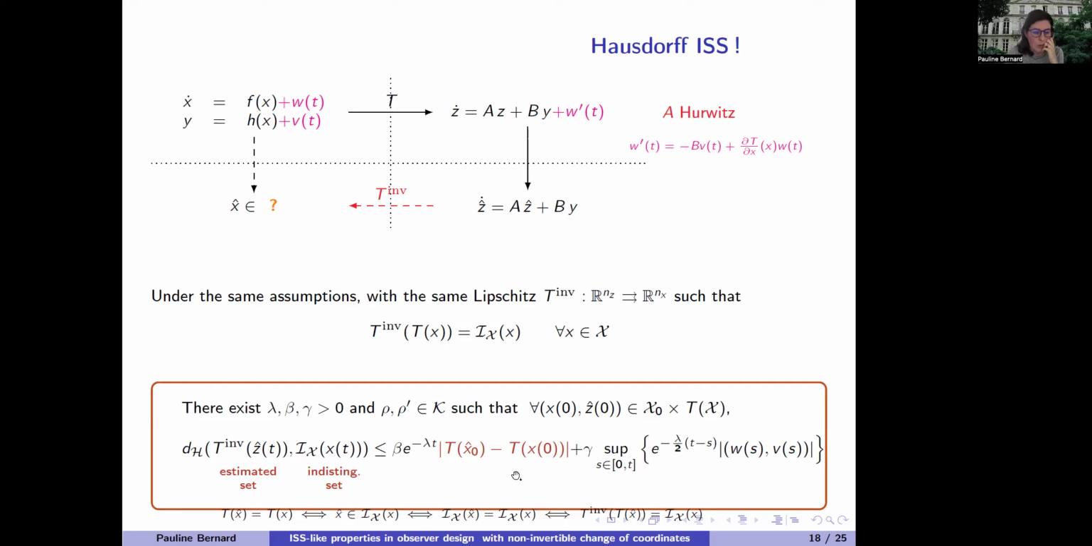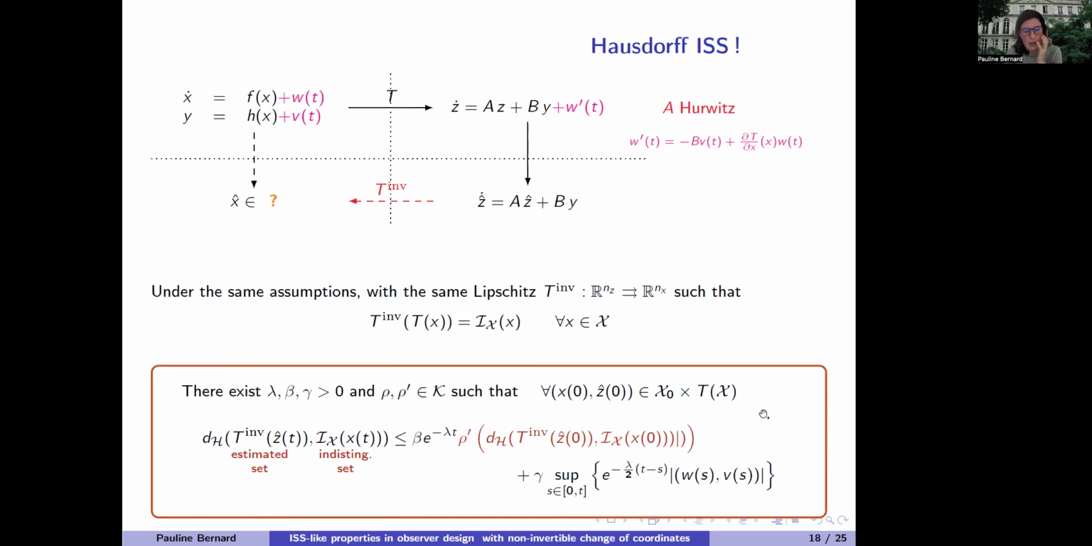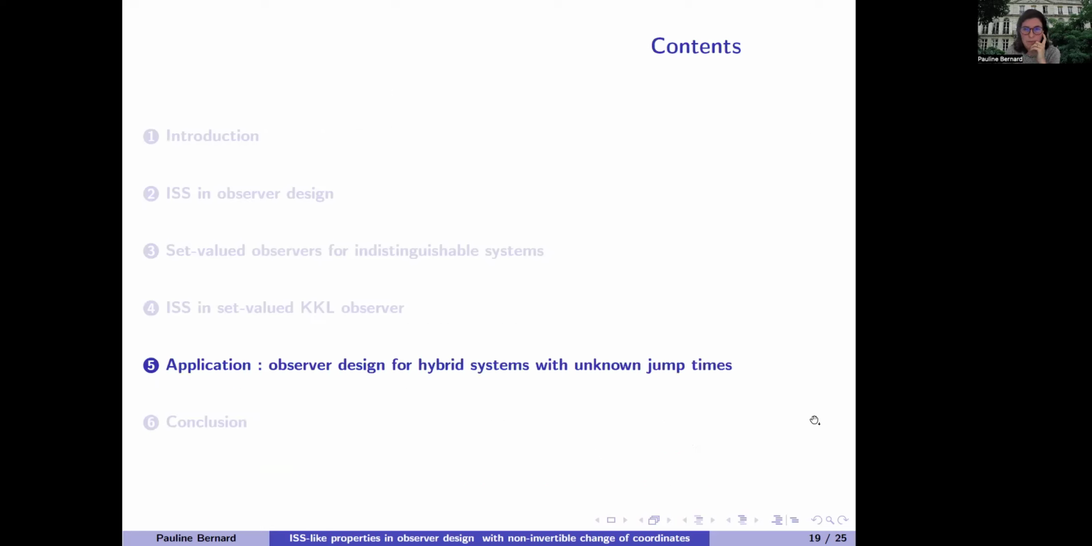I'm not going to spend too much time on this, and so at the end, this is the final thing: you obtain ISS, exactly the same kind of ISS I had initially, but in terms of the Hausdorff distance between the estimated set and the set of indistinguishable states corresponding to x, okay? So it's just the metric that changes. You have sets, you have Hausdorff distance instead of just x hat minus x, but you can still recover exactly like usual some kind of ISS-like behavior.